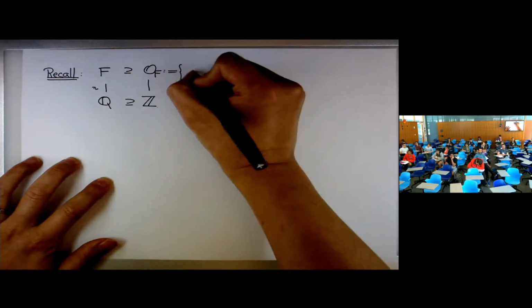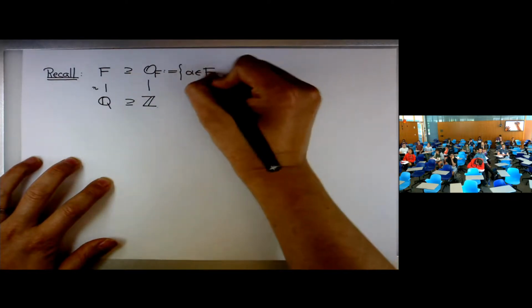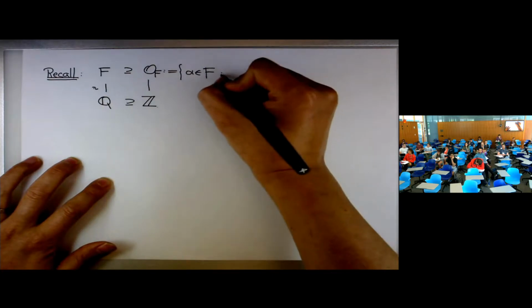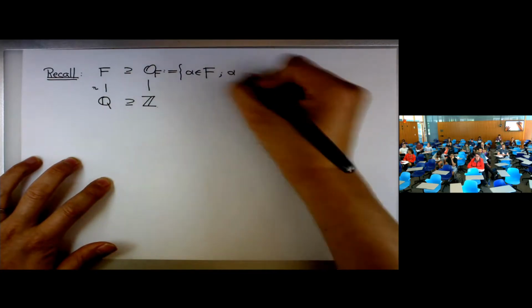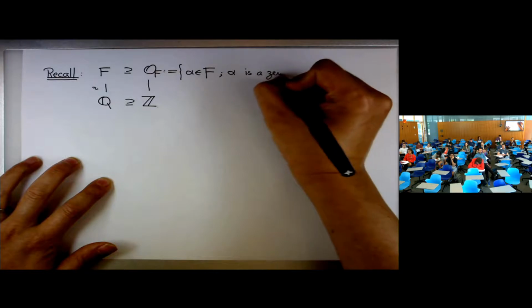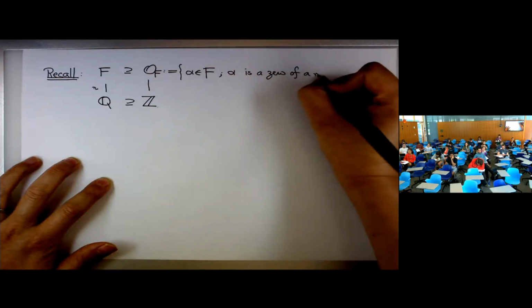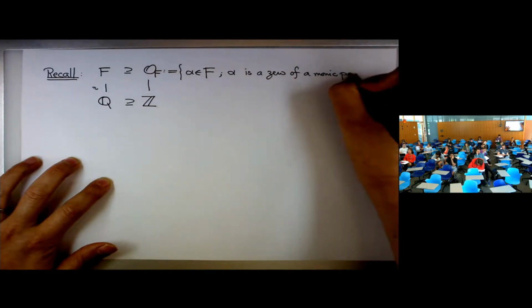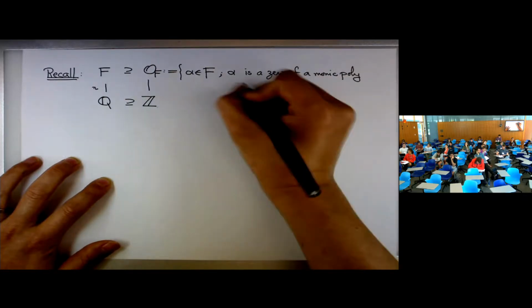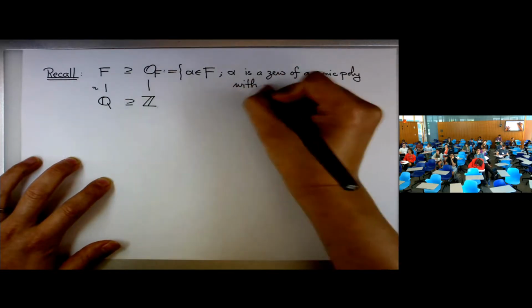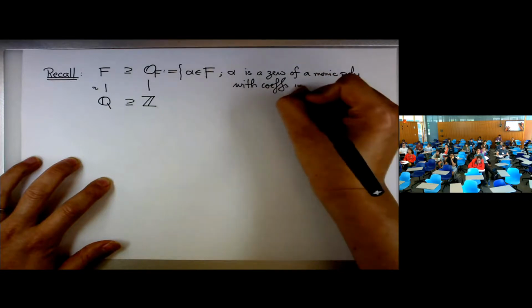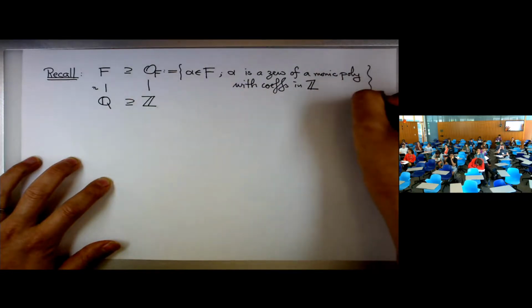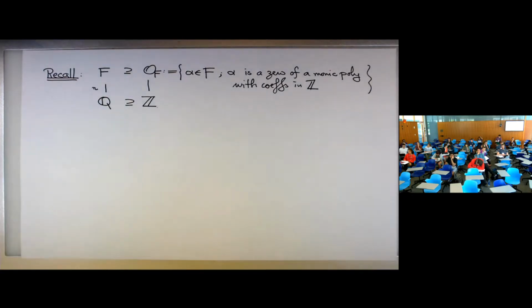So it consists of elements alpha in the big number field F such that alpha is a zero of a monic polynomial with coefficients in Z. So that's somehow a better way to define what the ring of integers is in a general context. And it's independent of the choice of the generator of F over Q.